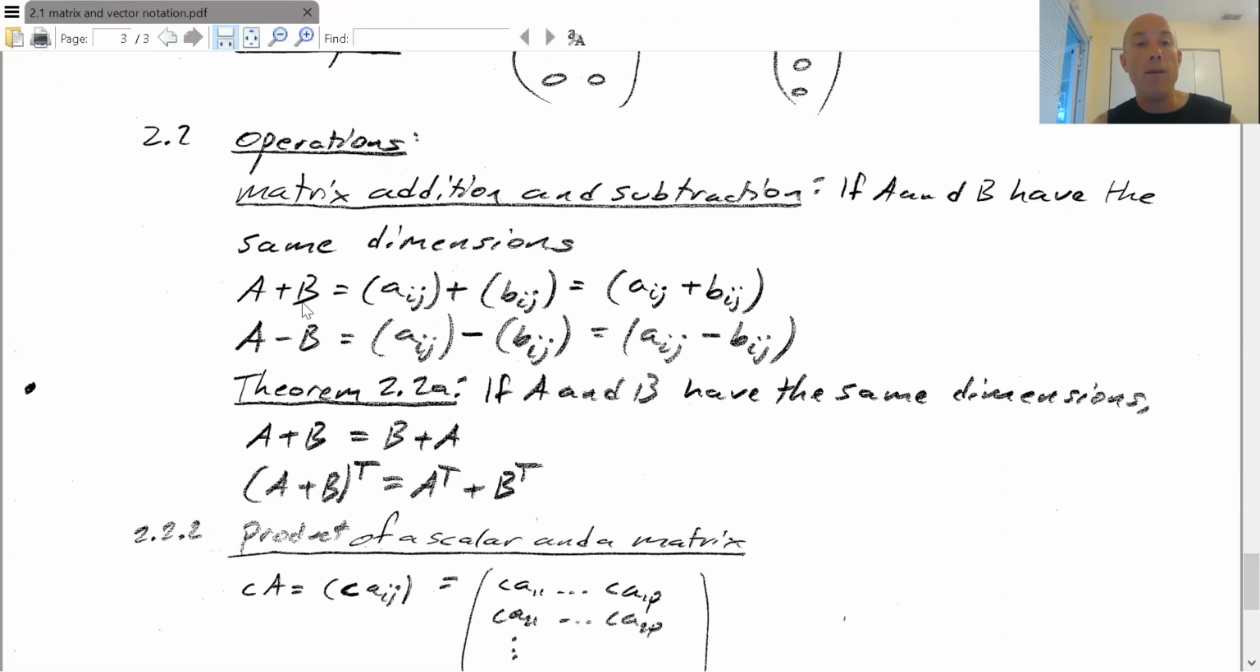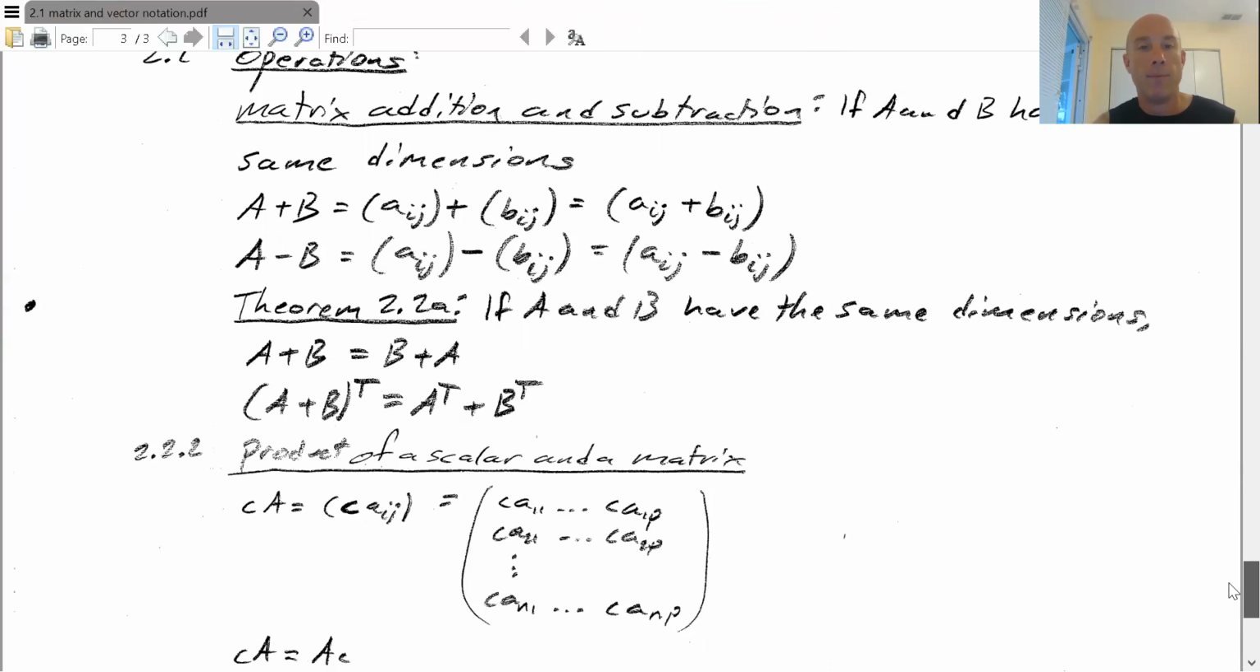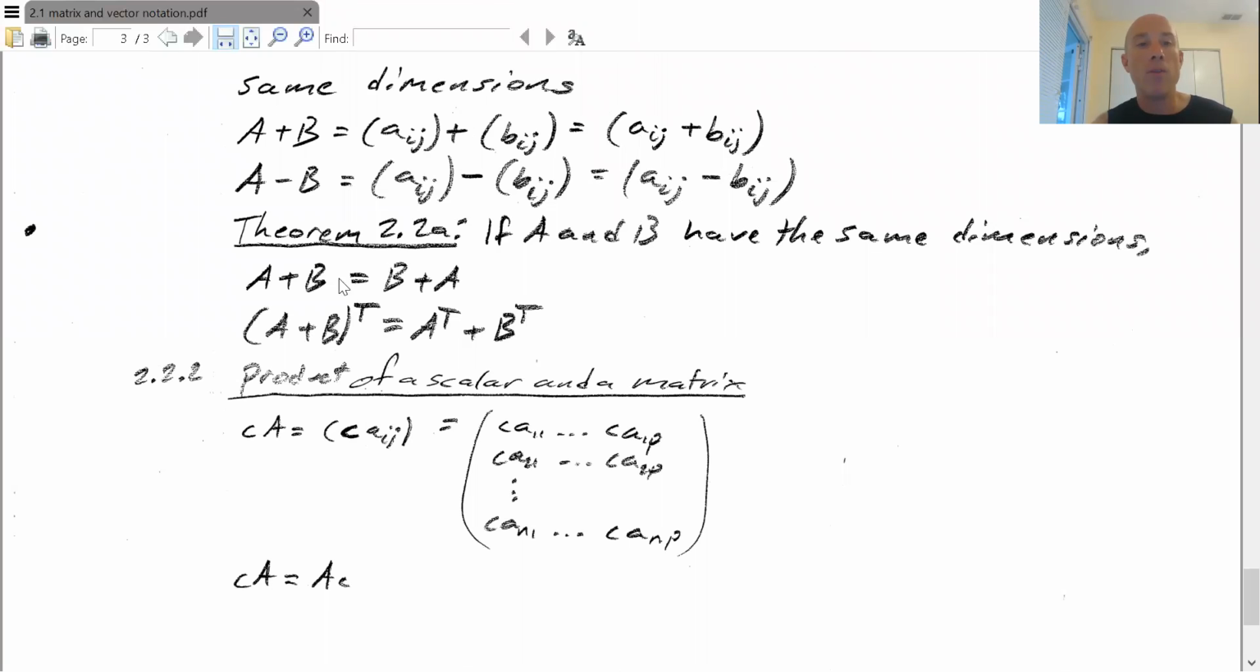Okay, so A plus B as matrices, I take the entries of A and B, and then I just add them in the same position. First row, first column, first row, first column, add them together. Second row, first column, second row, first column, add them together. I just go through and I do addition. Usually students don't have a problem with this. Subtraction, same thing, just take the same position and do subtraction. Now, if A and B have the same dimensions, then A plus B is equal to B plus A, and A plus B transpose is equal to A transpose plus B transpose.